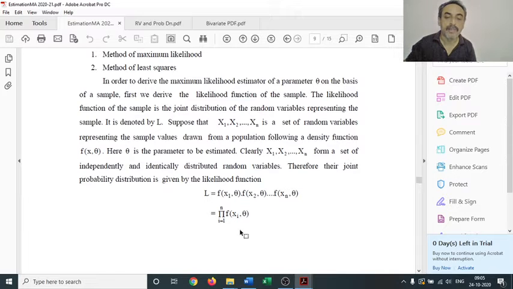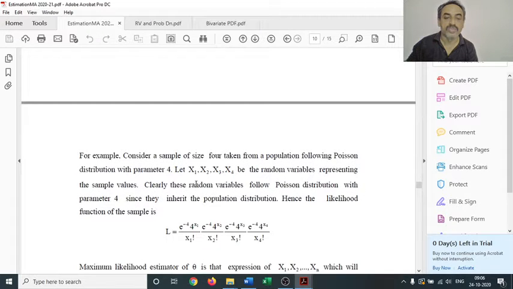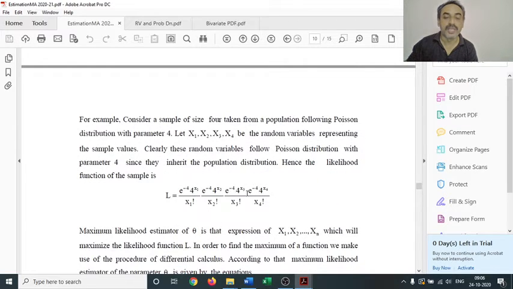This likelihood function is the product of n individual density functions. Now, this is illustrated with the help of a sample taken from a Poisson distributed population. Here we have a population following Poisson distribution. From that population, we draw a sample of size 4, and x1, x2, x3, x4 represent the variables drawn into the sample. So this is the likelihood function. Here x1, x2, x3, x4 are drawn from a Poisson distributed population, so all these random variables will inherit the population distribution. That's how this likelihood function is a product of individual probability density functions.